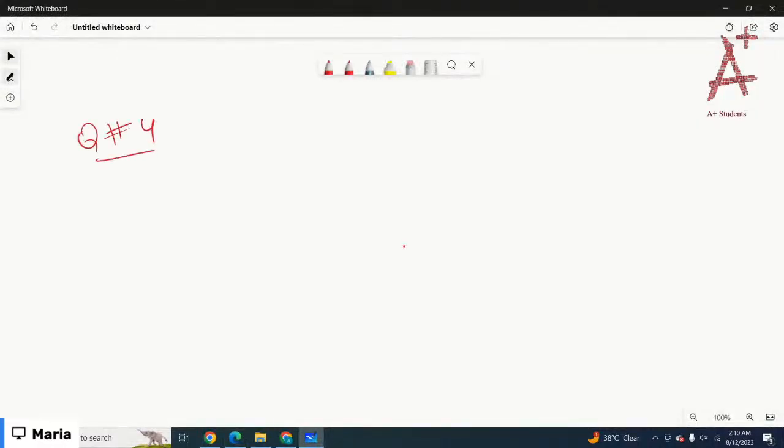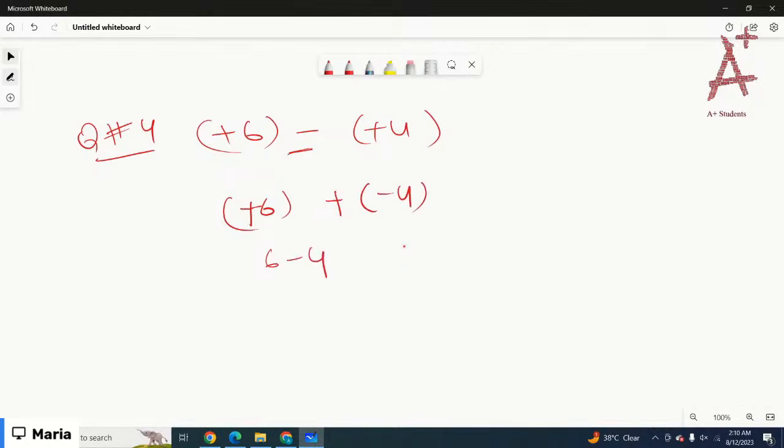Question number 4. Positive 6 minus positive 4. You have to rewrite with addition sign, right? So basically, you can write it as positive 6 and negative 4. That's exactly the same, right? Basic thing is you have to do 6 minus 4, and 6 minus 4 equals 2. So the difference is positive 2, right?